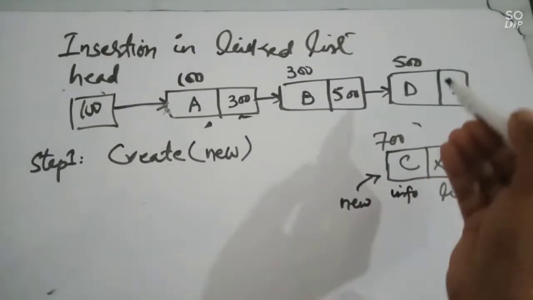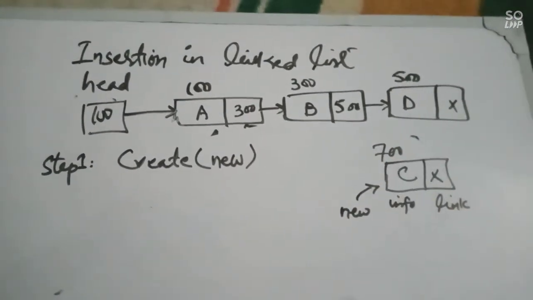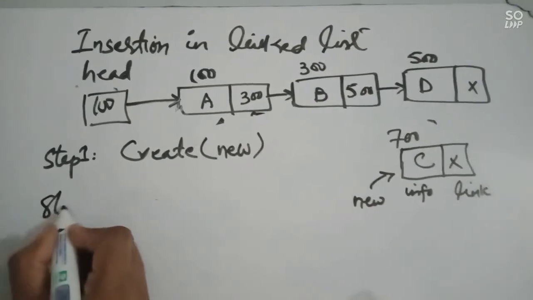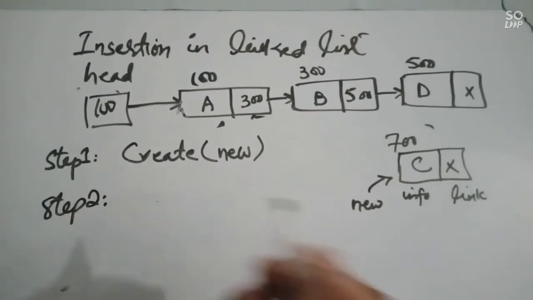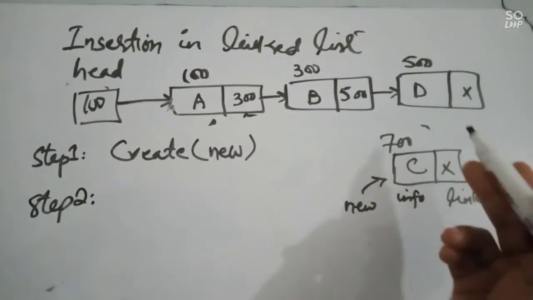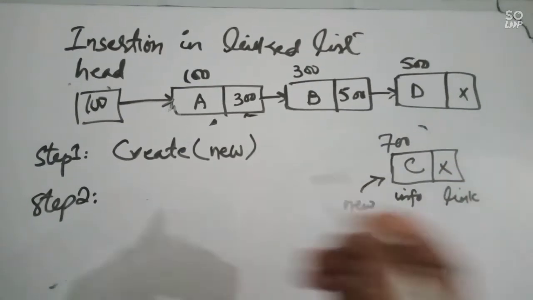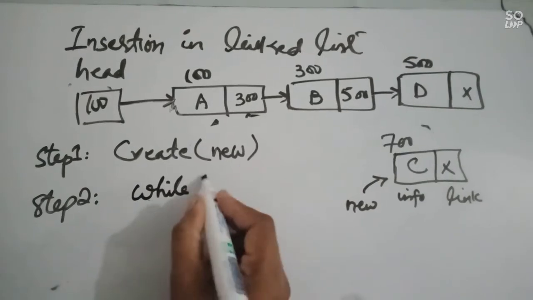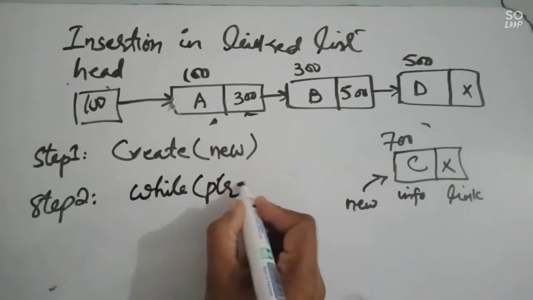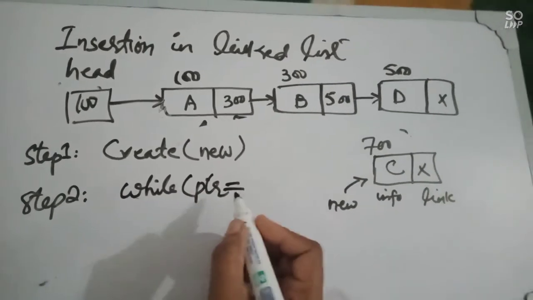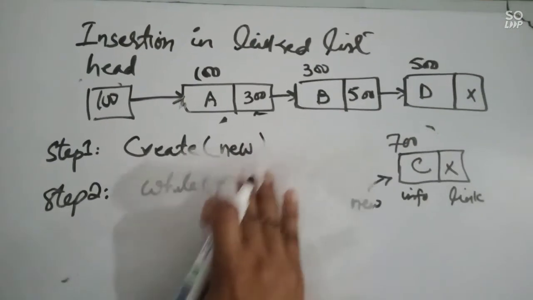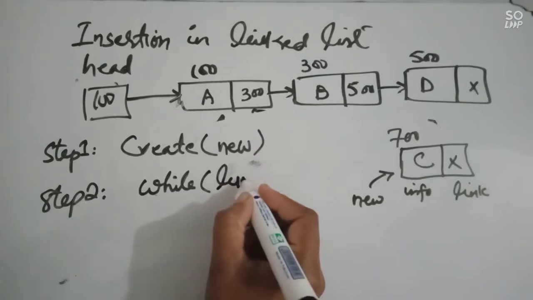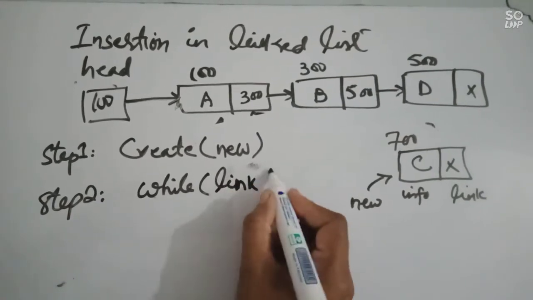First we have to reach the tail of the existing list. How will we reach the tail? We will go while link of ptr is not null.